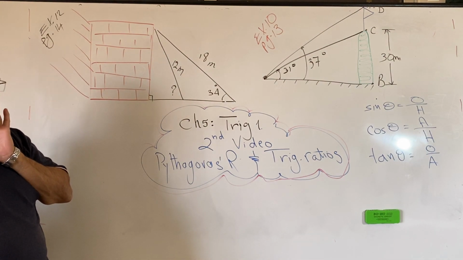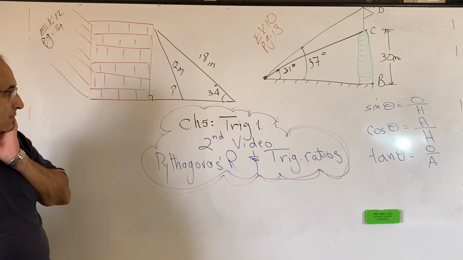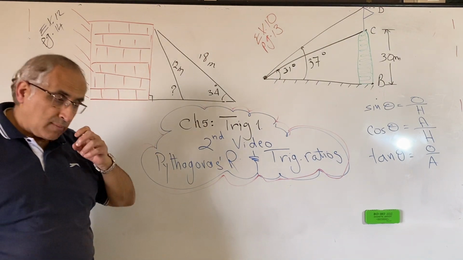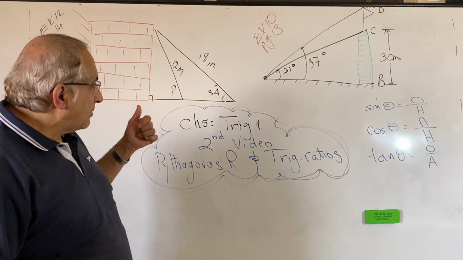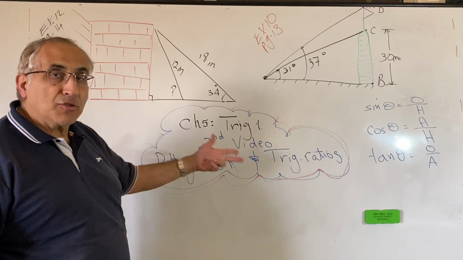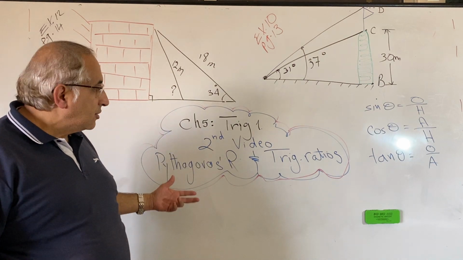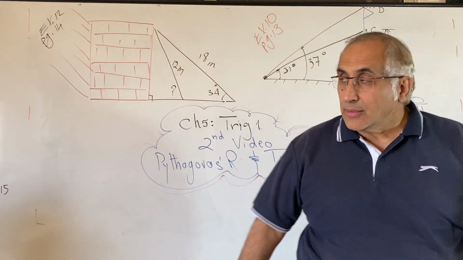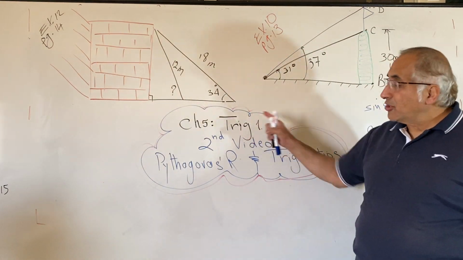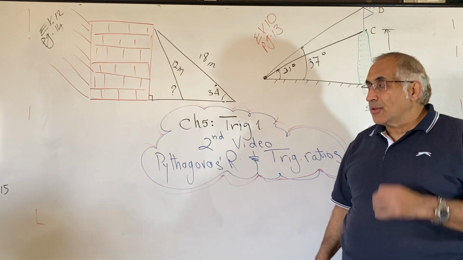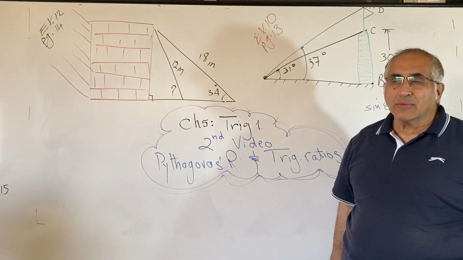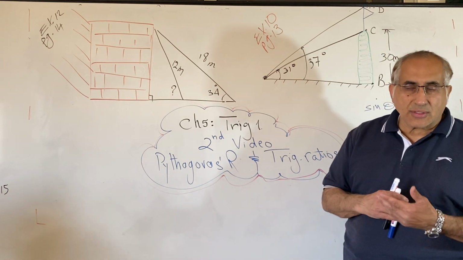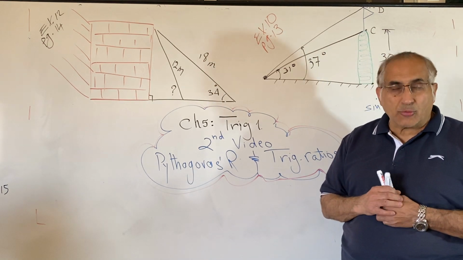Today is the second video, a continuation of last time's lecture. Last time's lecture was about trigonometry, chapter 5, trigonometry 1. We have 3 chapters: chapter 5, trigonometry 1; chapter 6, trigonometry 2; chapter 7, trigonometric functions. Now, in trigonometry 1, there are 3 videos. We did the first one. This is the second video. What is in the second video? More practice questions, or let's say more practical questions.